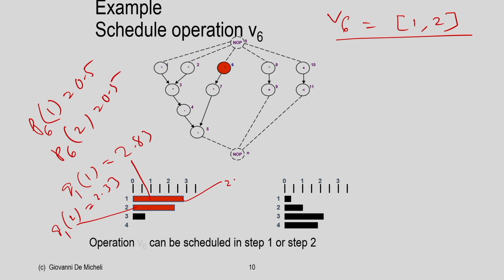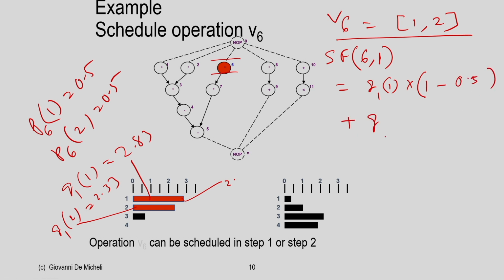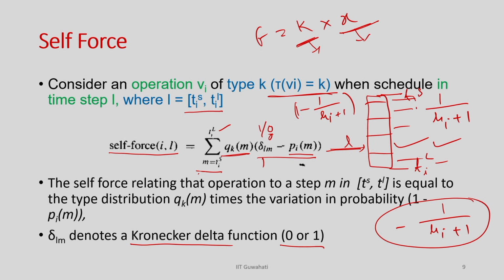Okay. So, if I decide to schedule this operation in time step 1, right. So, that means I am not scheduling it in time step 2. So, what is my total self force? So, that means self force of operation 6 in time step 1, which will be this q 1 1 into, because I am scheduling it here, I am going to put 1 here into 0.5 plus q 1 2, that means operator type 1 in time step 2 into, this is 0 now because I am not going to schedule in time step 2, minus 0.5. So, what I did, I just put this value into this equation, right.